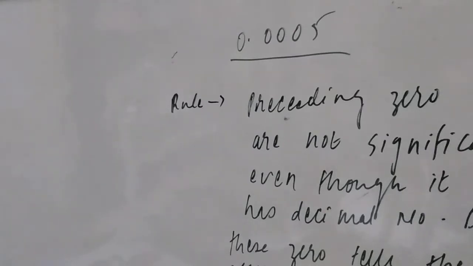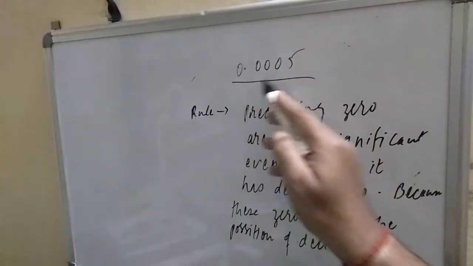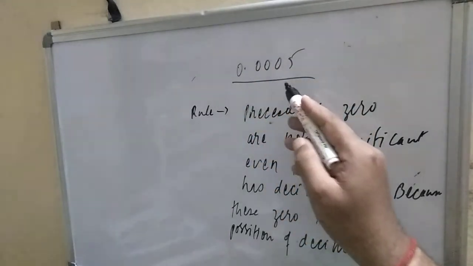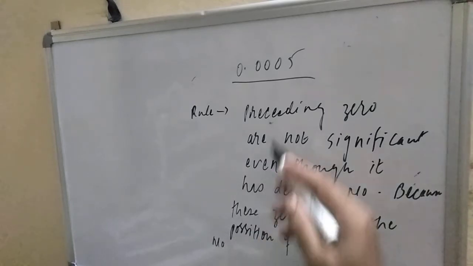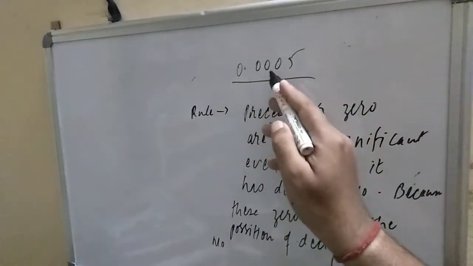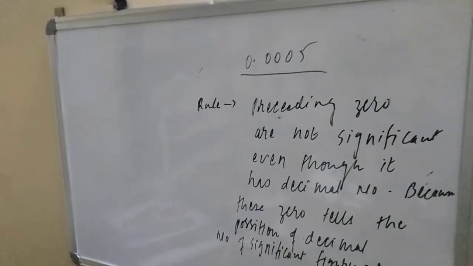Now student, when you are coming to get the answer, these 3 zeros before the number are not significant. So the number of significant figures, if you want to write, student, because these 0s are telling that after how many digits the decimal is there. So how many significant figures will there be? This will be only one significant figure.